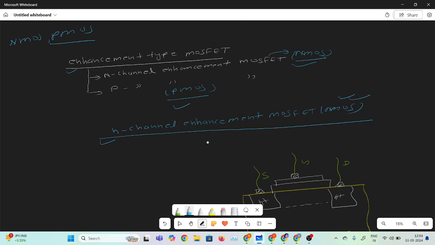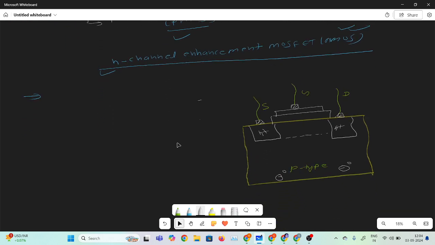So I am starting with the discussion. The first point: in the depletion type MOSFET, the channel already exists between the source and drain, but in the enhancement type MOSFET, the channel does not exist. The channel between the source terminal and the drain terminal does not exist physically. We need to create the channel. This is completely p type.